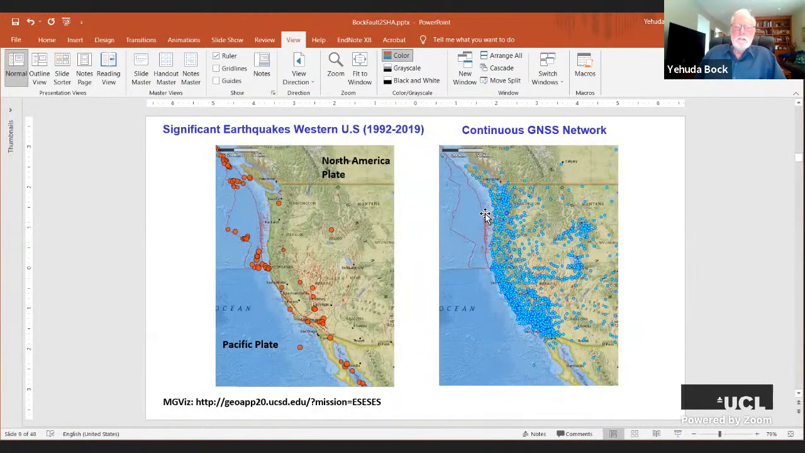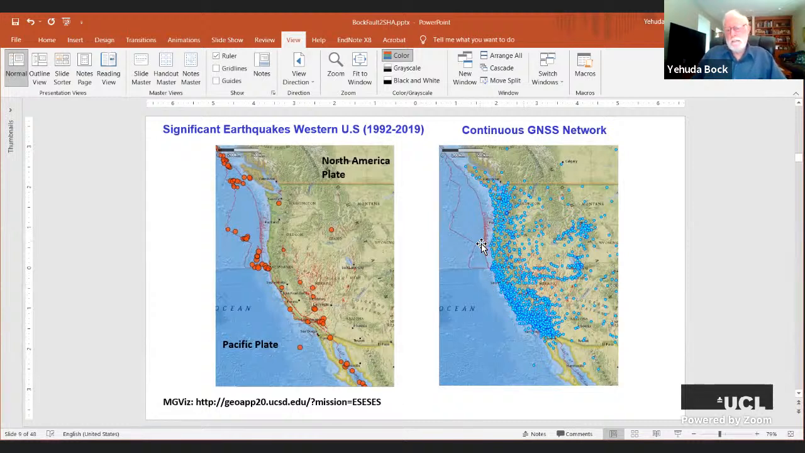I'm going to focus in on the western US. You see here the significant earthquakes since 1992, so we've had quite a bit of opportunity to capture earthquakes. The first one was the Landers earthquake in 1992 that I showed you, which occurred about a year after we put stations into the ground. And the latest are the 2019 Ridgecrest earthquakes, which have generated a lot of studies.